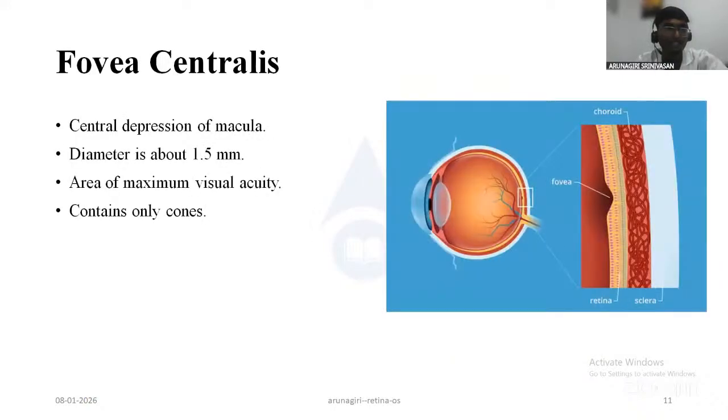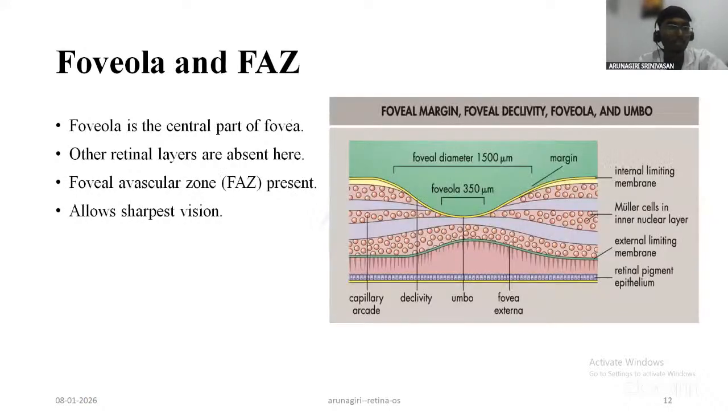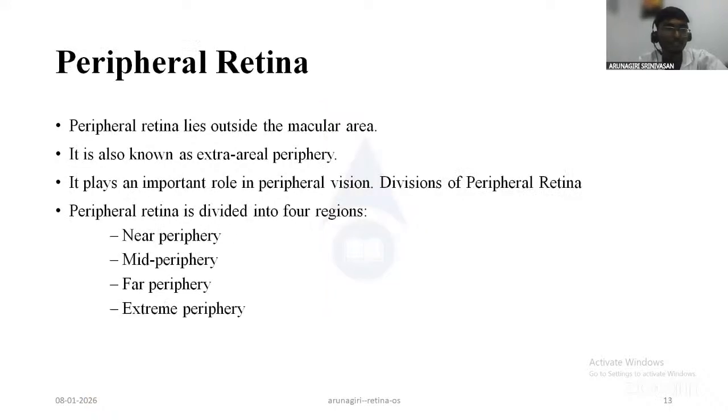Fovea centralis. Central depression of the macula. Its diameter is about 1.5 mm. This is the area of maximum visual acuity. It contains only cones. The foveola is the central part of the fovea. Other retinal layers are absent here. Foveola is an avascular zone. It allows the sharpest vision.